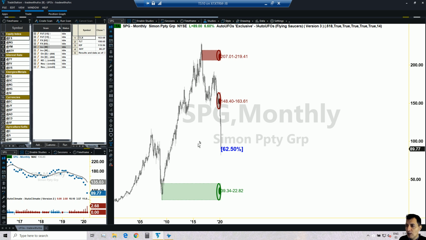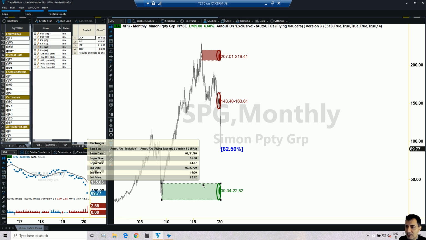Okay, so what do we have here? Well, we have a place where acquiring the stock would make sense, and that is 44.37. 44.37 is the top of that UFO, and that particular stock is currently trading at 90, so it's half the price. That would mean another 50% drop.